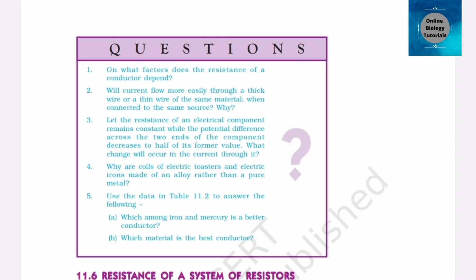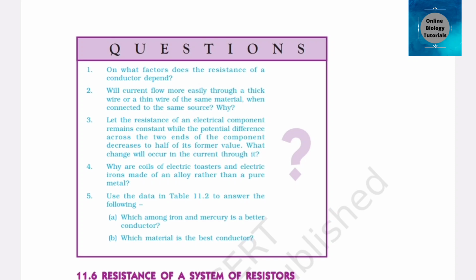4. Why are coils of electric toasters and electric irons made of an alloy rather than a pure metal? 5. Use the data in Table 11.2 to answer the following. A. Which among iron and mercury is a better conductor? B. Which material is the best conductor?